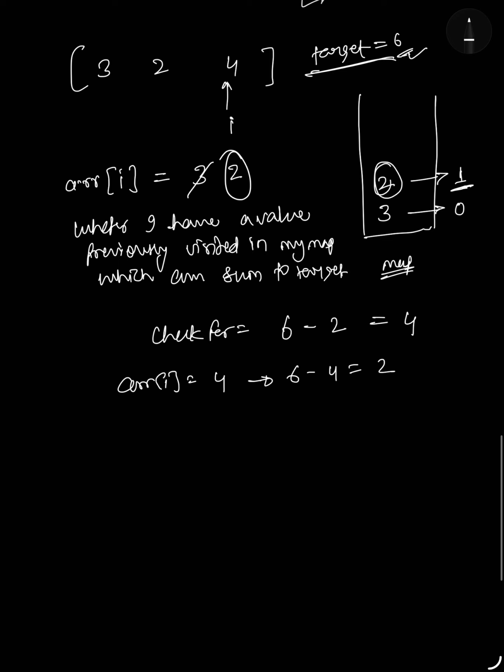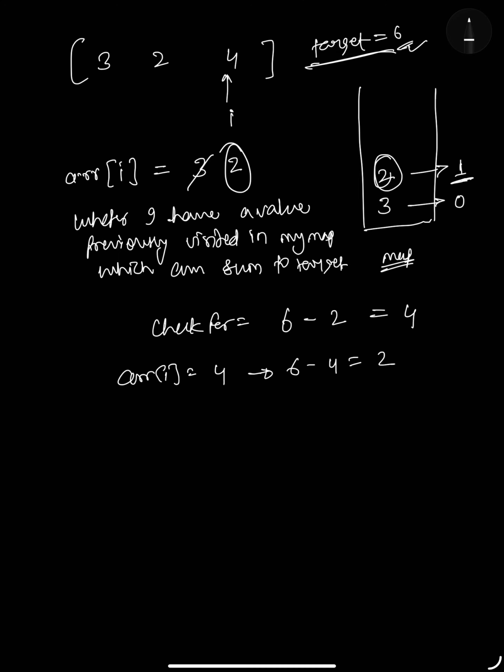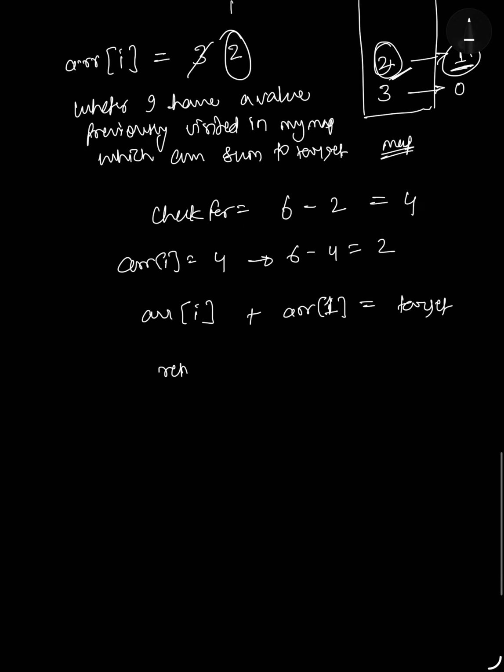So what we can do, we can just return at this position that array of current position value plus this 2 which is at index 1, array of 1, can give me the target value. Okay, so we can simply return that the answer can be 1 and the ith position. Okay, so let's write the code for it.